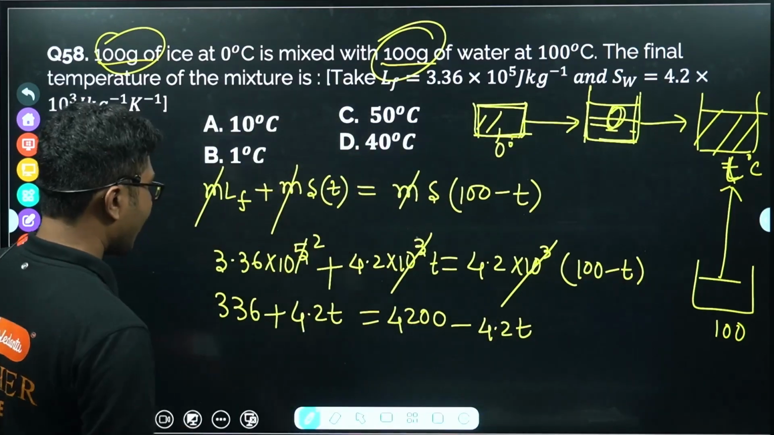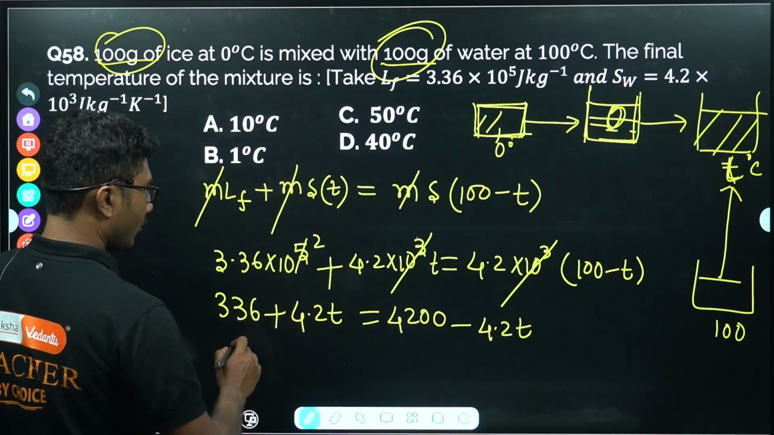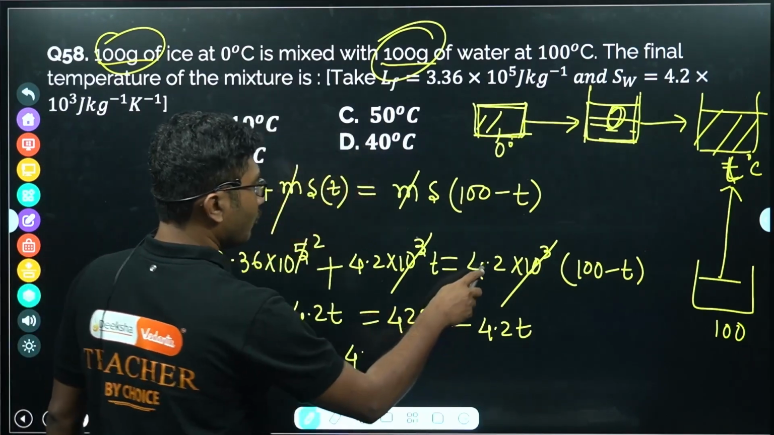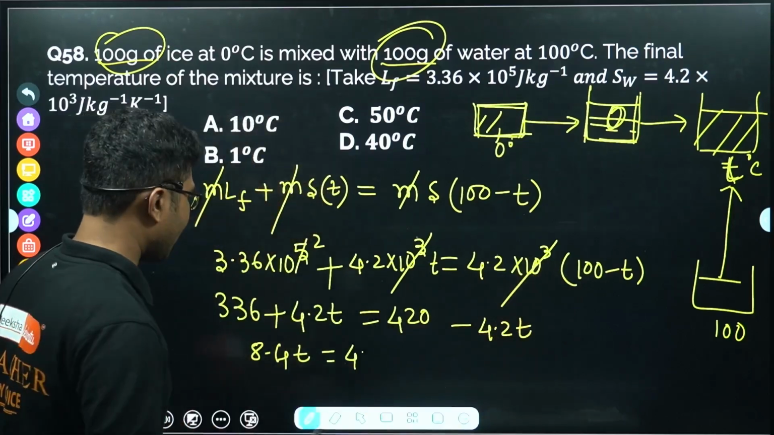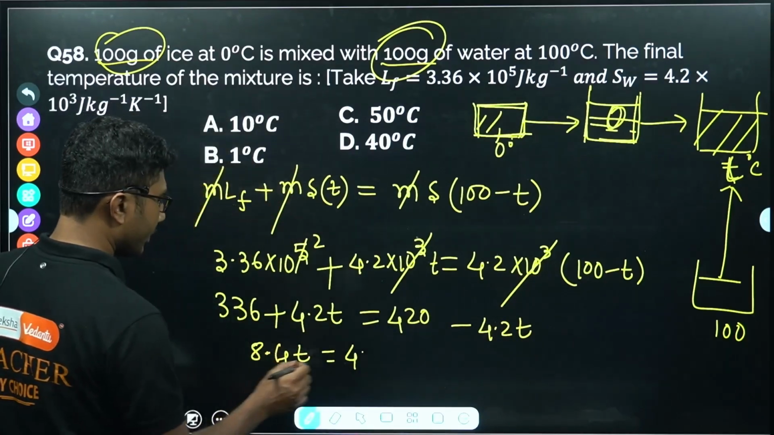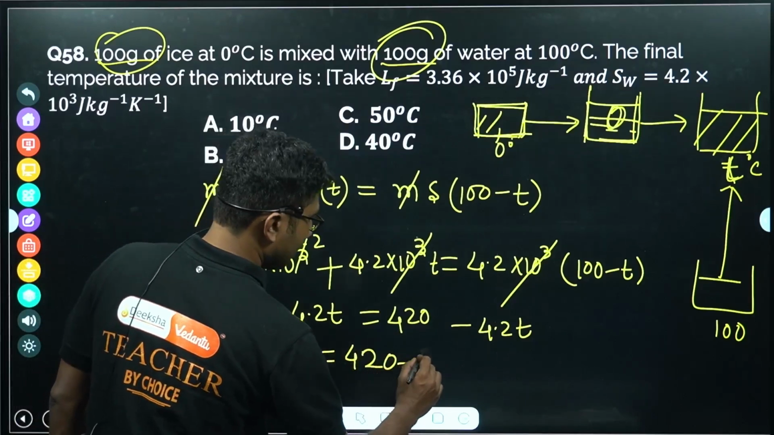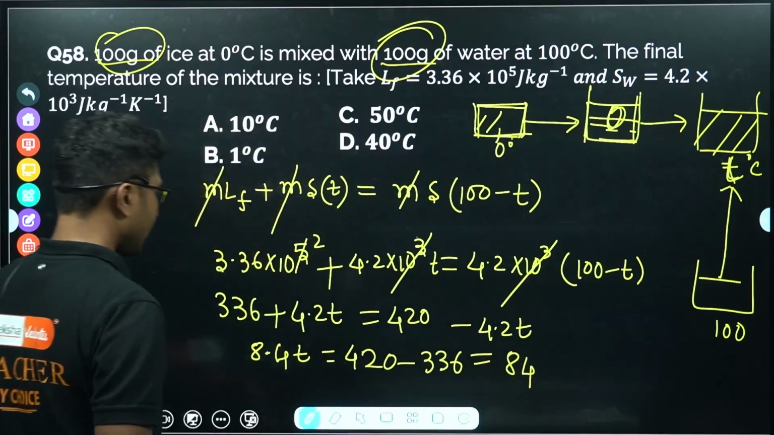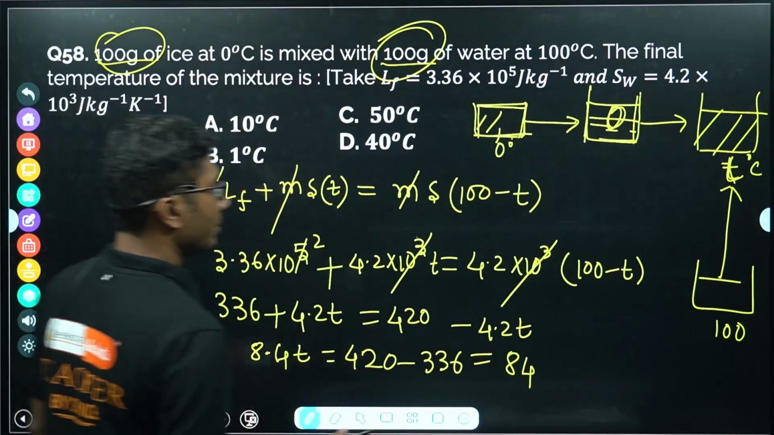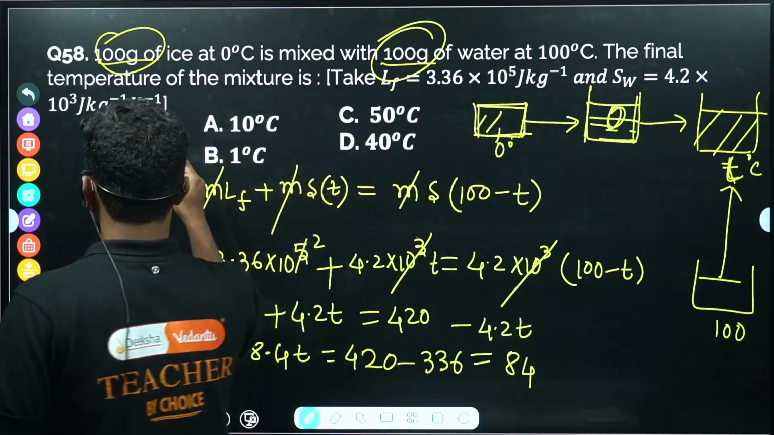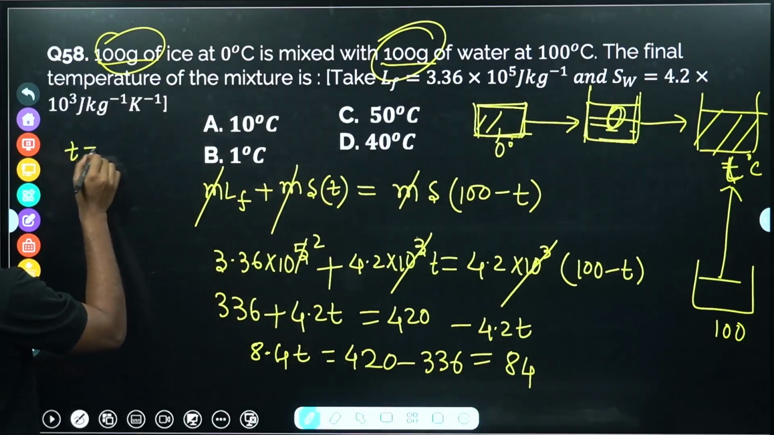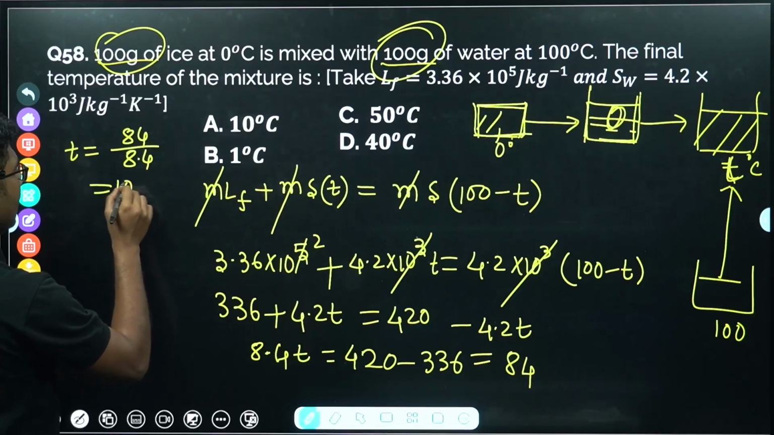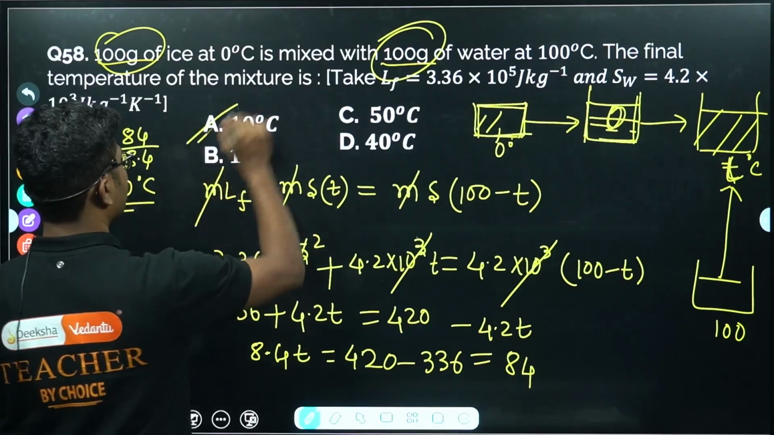Okay, so what will happen? You take this on this side. So 4.2 times 100 means 420. Sorry, my mistake. So it will be 420 minus 336, that will be 84, and the coefficient of T will be 8.4. So let me write it here. T will be 84 divided by 8.4, that is 10 degree Celsius. So the correct answer is option A.